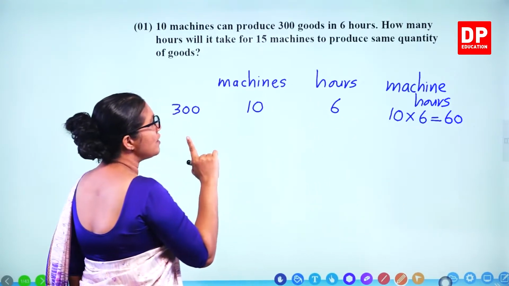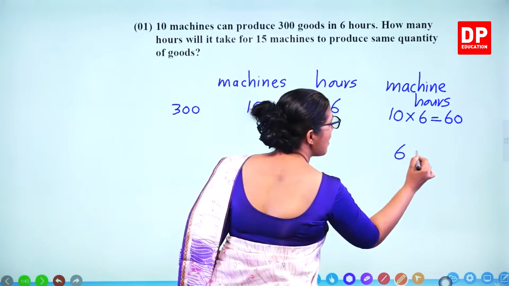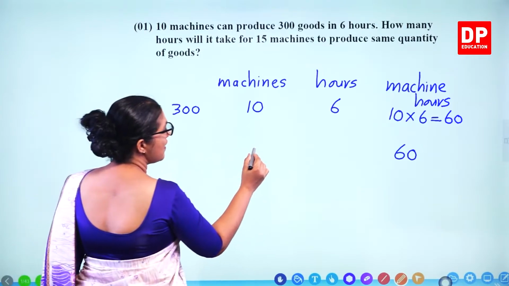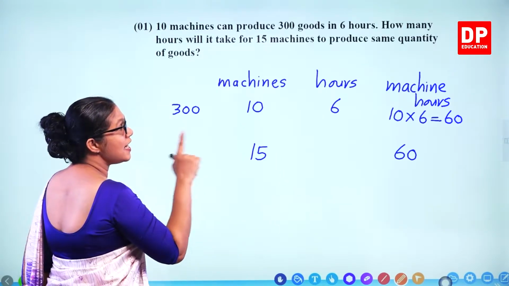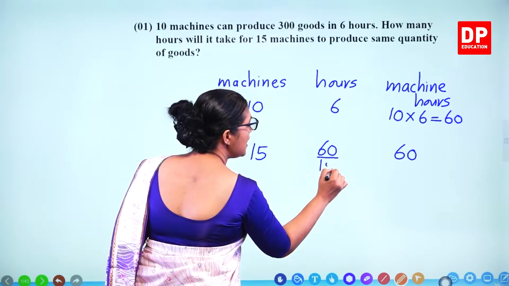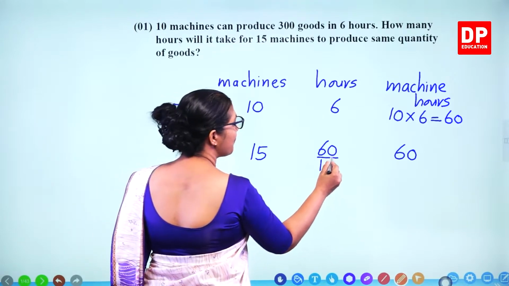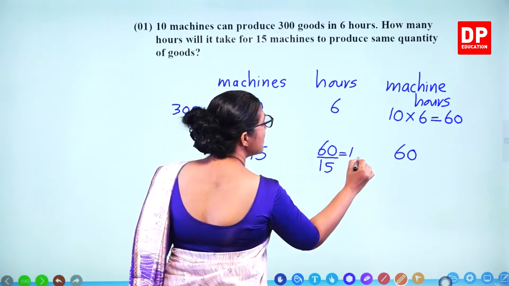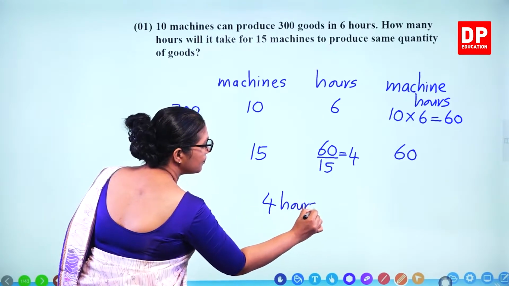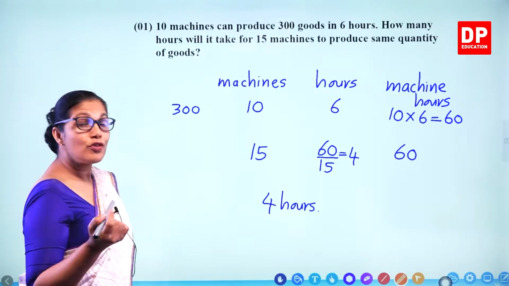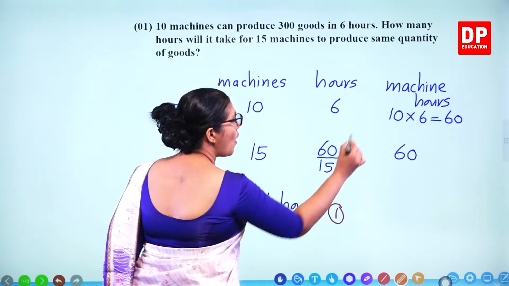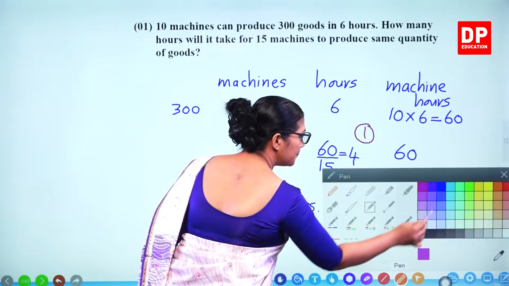So same quantity means you need same machine hours, but now it's 15 machines are there. So if this is 15, how many hours you need? So 60 divided by 15. So what's that? That's 4. So you need 4 hours for that. So 4 hours. So you get 2 marks for that. So 1 mark for the final answer, 1 mark for the method.